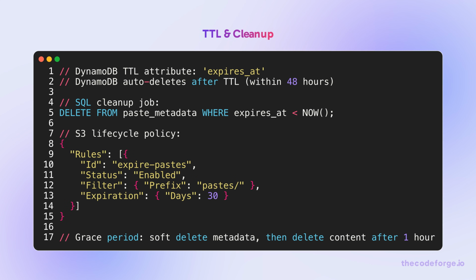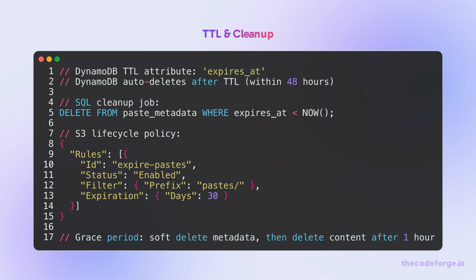For DynamoDB, set the TTL attribute and DynamoDB handles deletion. For SQL, run a scheduled job. Simple Storage Service lifecycle deletes objects after 30 days. To avoid 404s, soft delete metadata first, then delete content after a grace period.